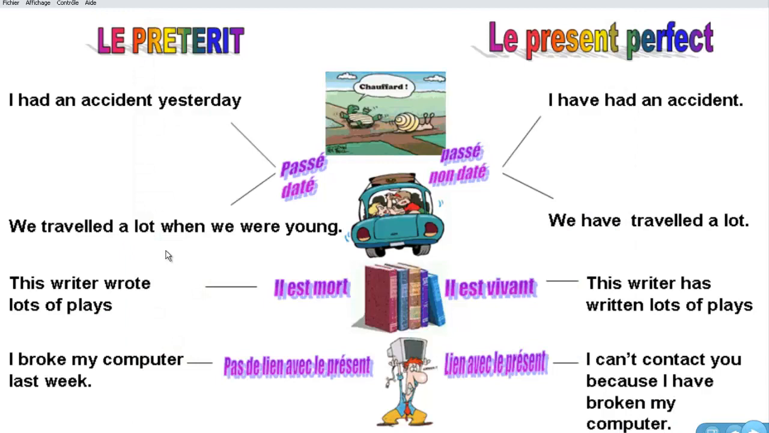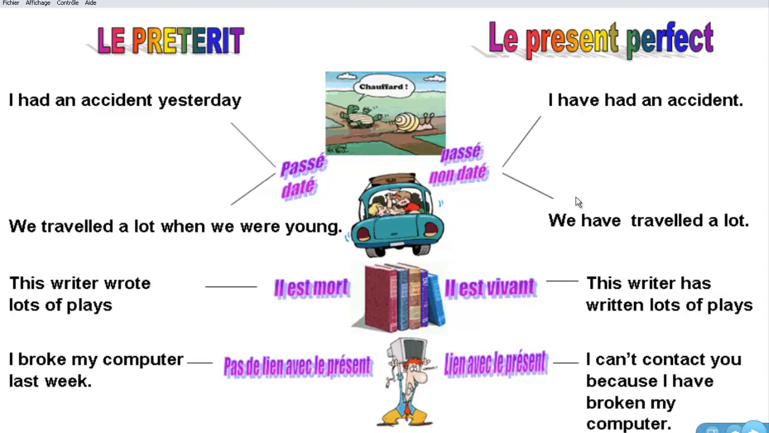This chart shows you how to use the simple past, that is called here le prétérit, and the present perfect. What you have to remember is when you have a specific date or a specific moment in the past, you're going to use the simple past. I had an accident yesterday. We traveled a lot when we were young. So it refers to a specific moment in the past.